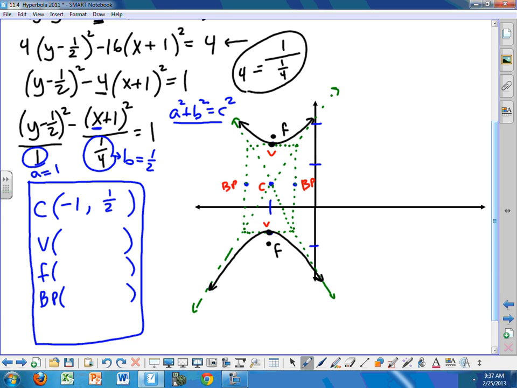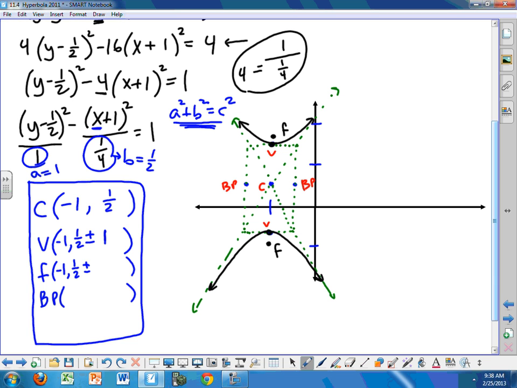All right, let's get our points taken care of. The vertices go up and down from the center. So negative 1, comma 1/2 plus or minus 1. That would be the first part, going up and down 1 unit. The foci are negative 1, 1/2, up and down. We don't know yet. So that one we've got to compute right over here. Let's just do it up in the corner here.